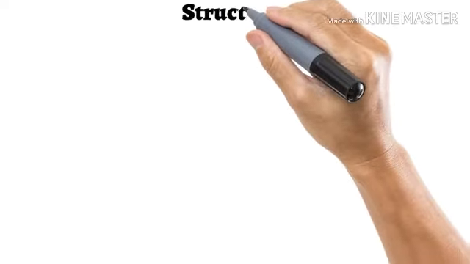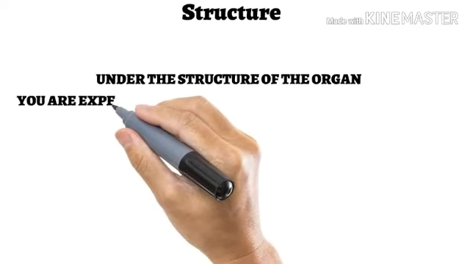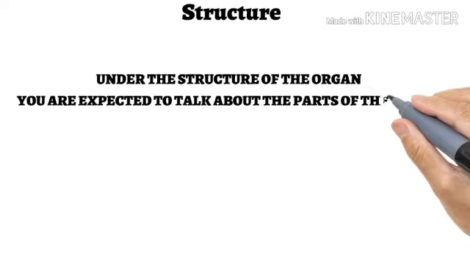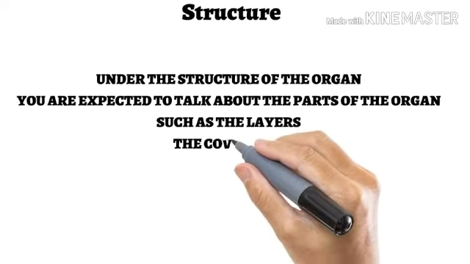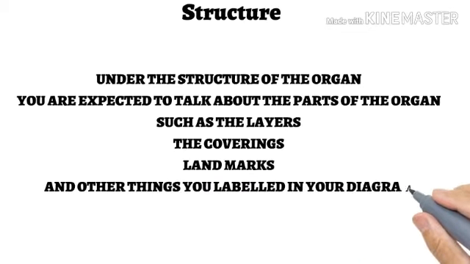Then if you are talking about the structure, it is a large aspect. If you really want to know about the kidney, you can actually type the description of the kidney by Dssg, and you see our video on kidney. So under the structure of the organ, you are expected to talk about the parts of that organ, such as the coverings, the landmarks, and other things you labeled in your diagram.